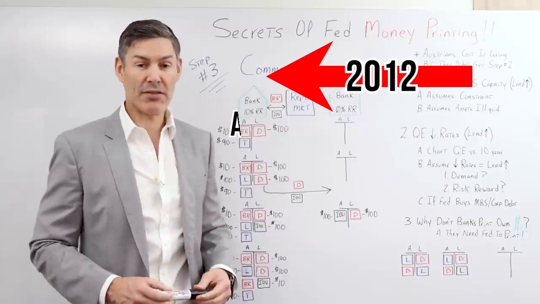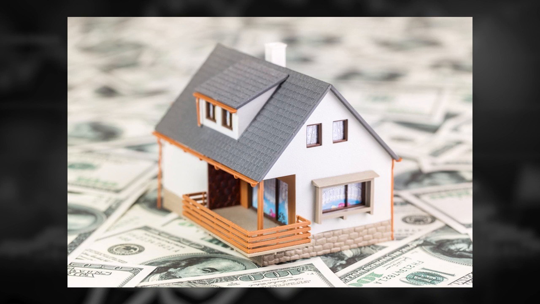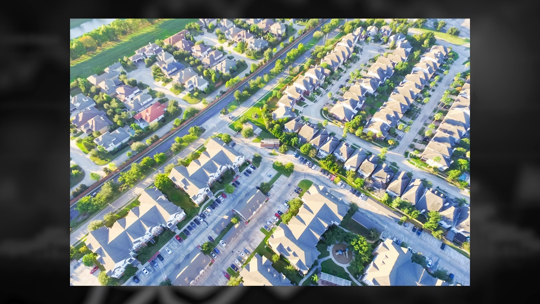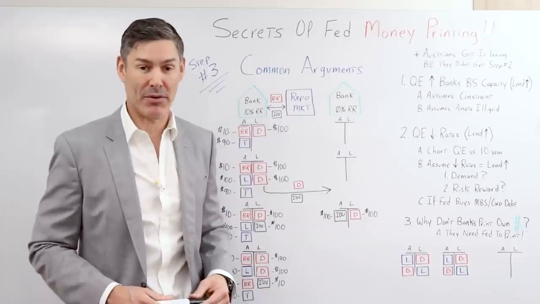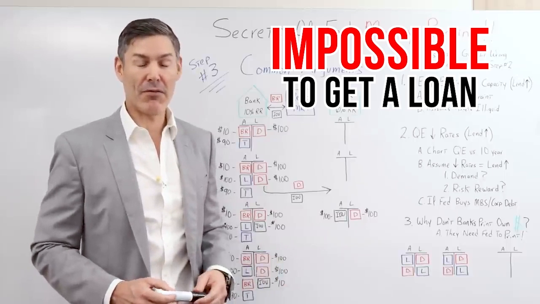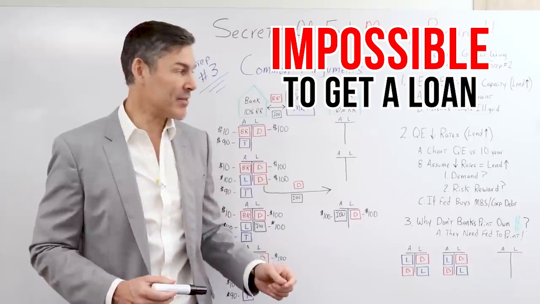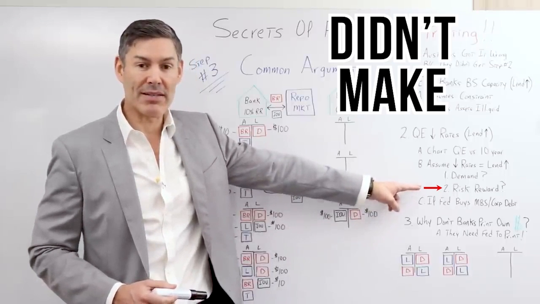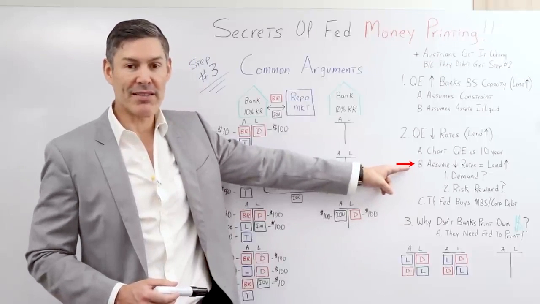Let's go back to 2012. I remember I was in the real estate market. I was buying as many properties as I possibly could. And I remember back there, interest rates were very, very low, but it was almost impossible to get a loan. A, very few people wanted loans to buy homes. And B, the banks looked at the risk reward, and to them, it didn't make sense. So just because rates are low doesn't necessarily mean that the amount of lending goes up.